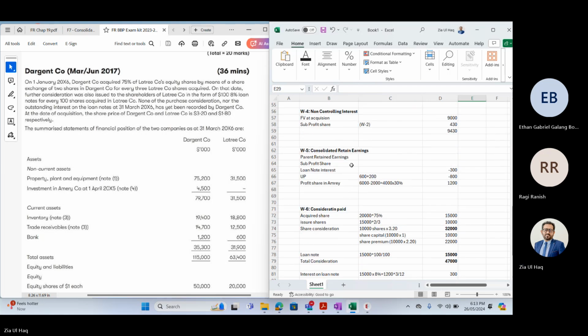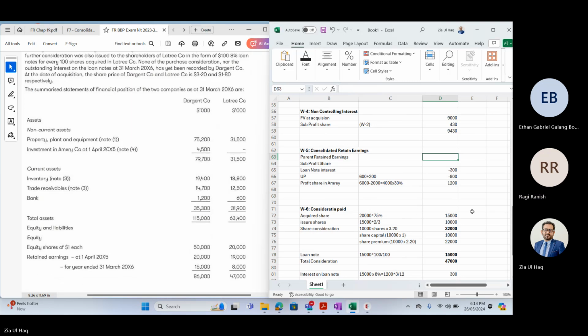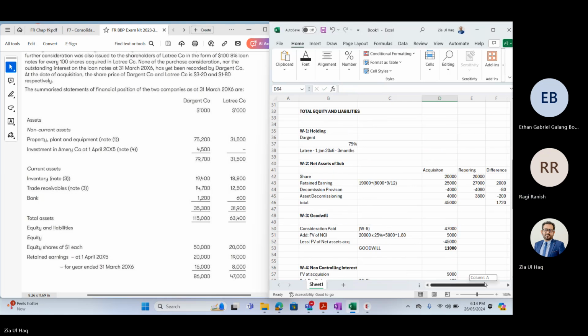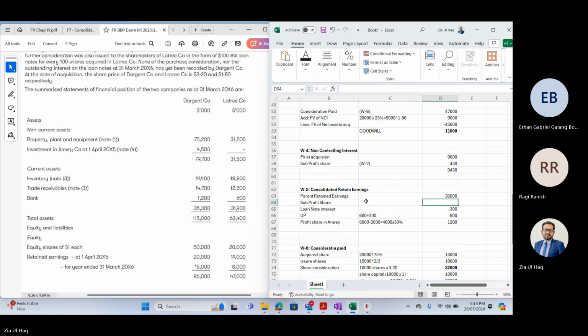What are the consolidated reserves at the start of the year? 36,000. And the subsidiary share was 1,929. And this figure is coming from where? Working 2.